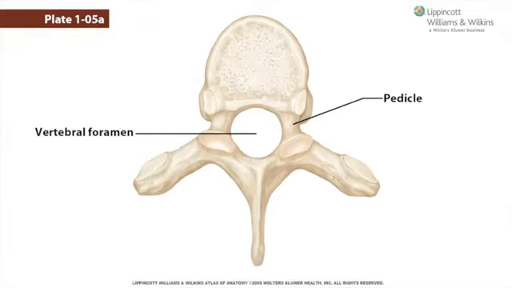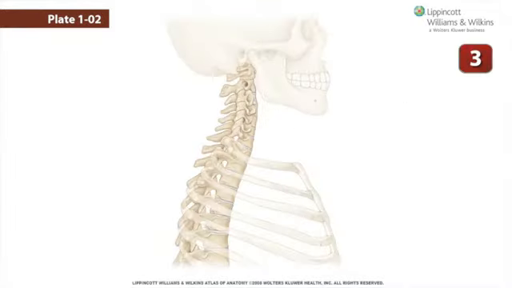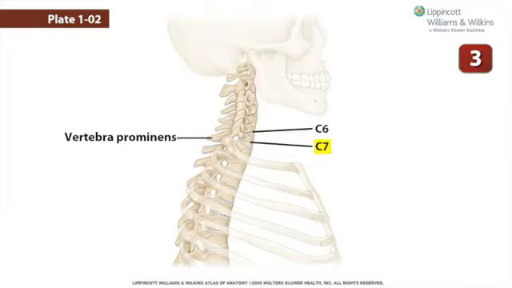Several processes project from the posterior arch of a vertebra. At the midline, extending posteriorly from the junction of the lamina, is the spinous process of the vertebra. The vertebra with the most prominent spinous process, which is often palpable, is the vertebra prominens. The seventh cervical vertebra, C7, is the vertebra prominens in about 70% of people, while either C6 or T1 is the vertebra prominens in most of the rest of the population.